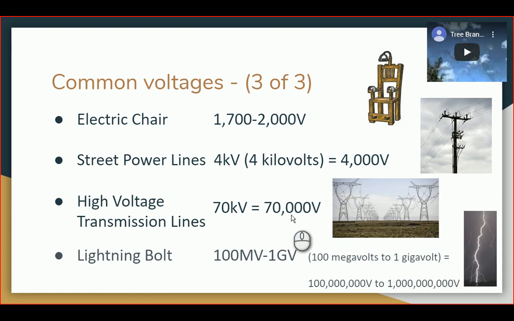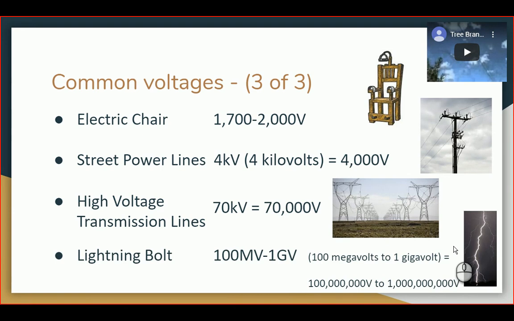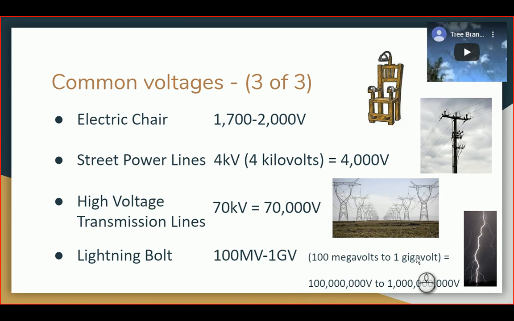And lastly, lightning bolt. A lightning bolt is between 100, if you're wondering, that's megavolts, and 1 gigavolt. So 100 megavolts to 1 gigavolt. And that number is 100 million volts to 1 billion volts. At this point, some of you might be wondering, if it's so high, how can some people survive being hit by lightning? The answer to that is the amount of time. With a lightning bolt, you get hit, it's over, it stops. So it can easily stop a heart, but it's not going to 100% kill someone.